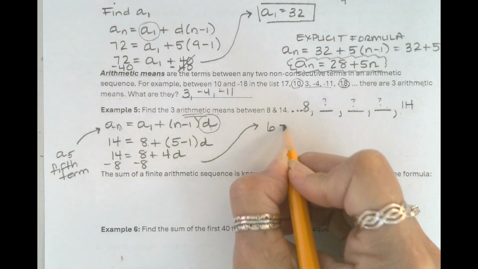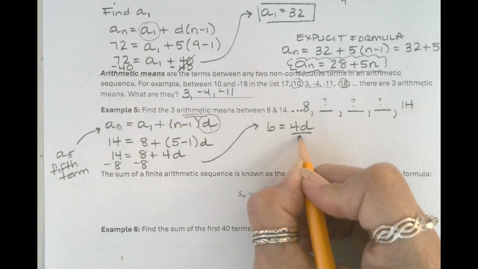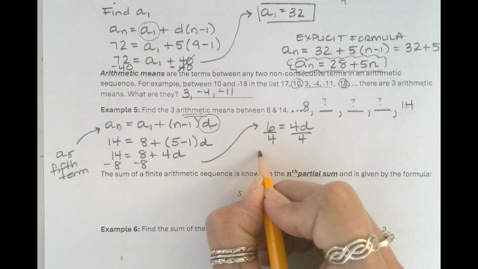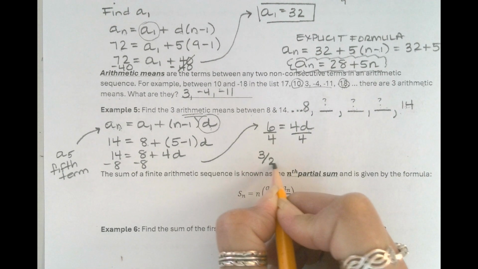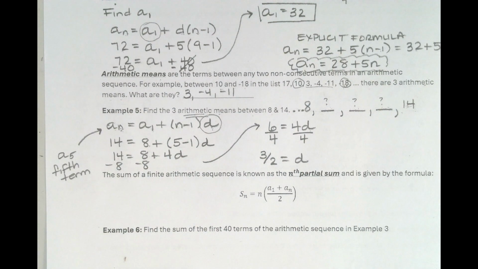So 6 is equal to 4 times D. I need to isolate D by dividing by 4 on both sides. 6 divided by 4 is 3 over 2, which is my D. 3/2. So I'm going to consistently add by 3/2.